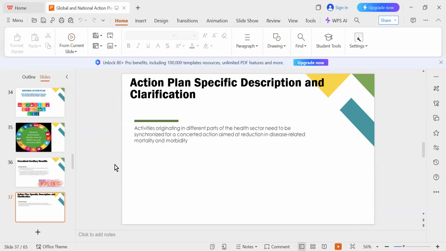Action plan, specific description and clarification. Activities originating in different parts of the health sector need to be synchronized for a concerted action aimed at reduction in disease-related mortality and morbidity.